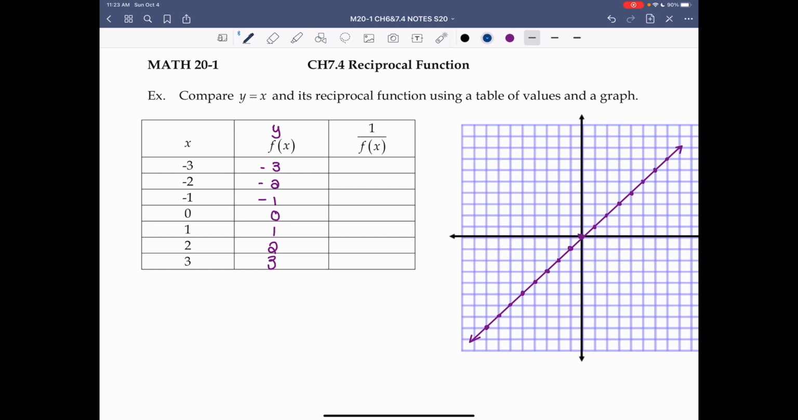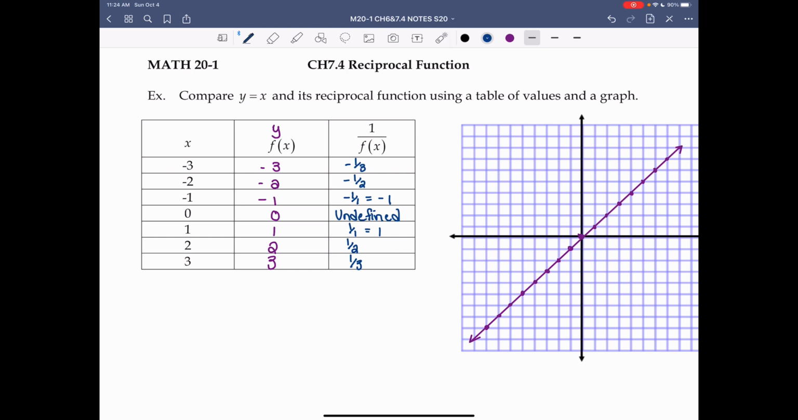Now let's fill in the table for the reciprocal function 1 over f of x, which in this case, because our function is just y equals x, would just be 1 over the x value, which is -1 over 3, -1 over 2, -1 over 1, which equals -1. When x is 0, we can't divide by 0, so that value is undefined. When x is 1, we get 1 over 1, which is 1. x is 2, we get 1/2. And x is 3, we get 1/3. Let's plot these points on our grid.